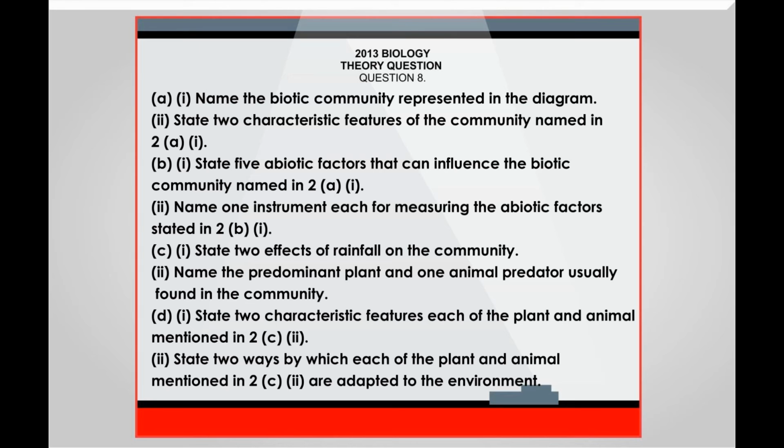CI. Name the predominant plant and one animal predator usually found in the community. D. State two characteristic features each of the plant and animal mentioned in 2C. State two ways by which each of the plant and animal mentioned in 2C are adapted to the environment.